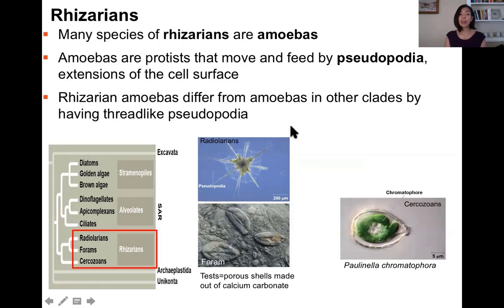In the case of the rhizarians, the amoebas have pseudopodia, but they have these extensions of the surface that are thread-like pseudopodia.